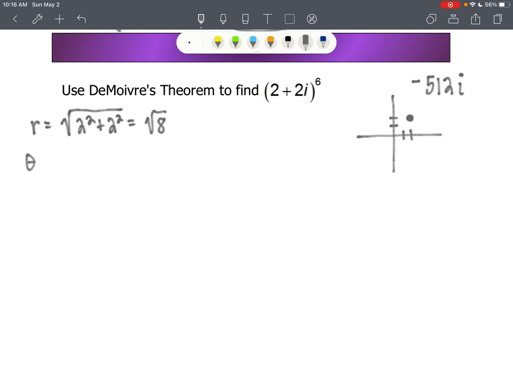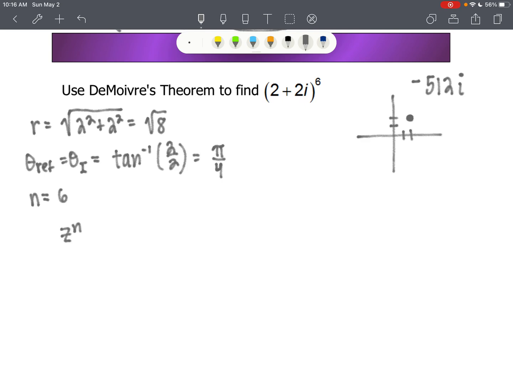However, I'm going to find that reference angle, which in quadrant 1 is equal to the reference angle, and that's going to be the inverse tangent of 2 over 2, and the inverse tangent of 1 is pi over 4. Pi over 4 in quadrant 1 is pi over 4. So we've got our r value, we've got our theta, and our n value, which is the power, is 6.